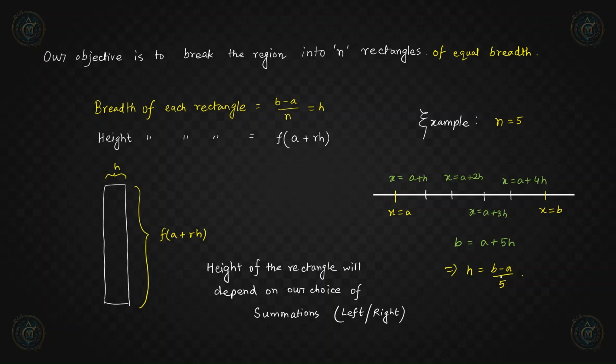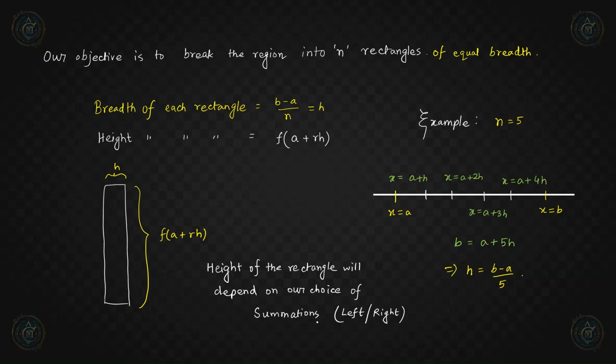So our h is (b minus a) divided by 5, right? So we can say b equal to a plus 5h. a is the left end point and b is the right end point. Okay, and h is the interval length. So a plus rh will be what? a plus rh basically denotes the endpoints of the sub intervals. Okay, so x equal to a plus h will be one endpoint of a sub interval, right? Then we have a plus 2h, then a plus 3h, then a plus 4h, and finally we have x equal to b in this case, because n equal to 5. Okay, we are dividing this interval into 5 equal parts, and the height of the rectangle will depend on our choice of the summations.